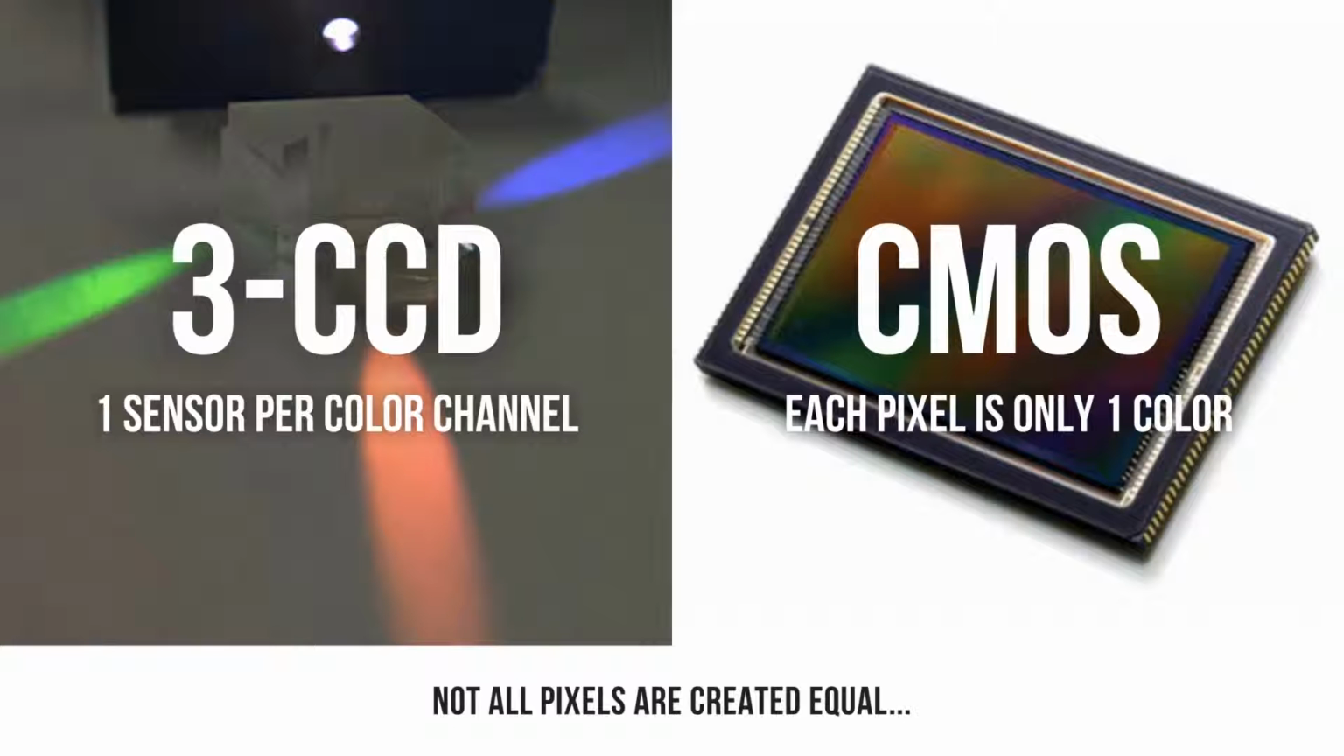But that's not the kind of technology we use today. We actually use CMOS sensors, where each pixel only has one color value. So it's a red, green, or blue pixel. And that's what we're going to go into with the Bayer pattern. So really, not all pixels are created equal.